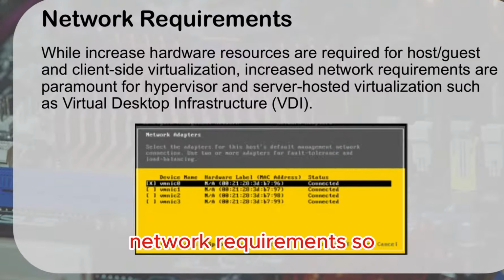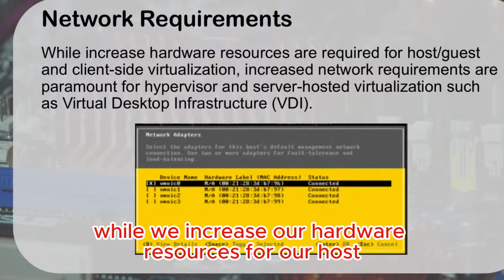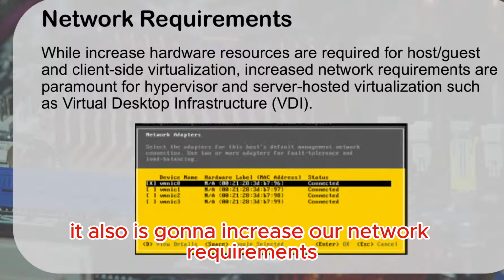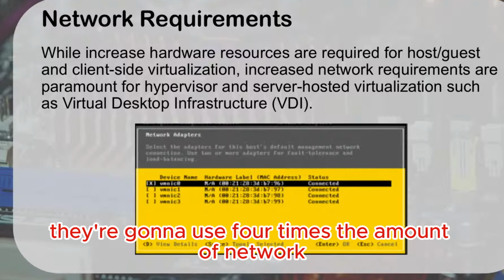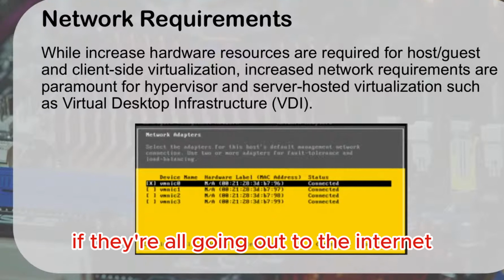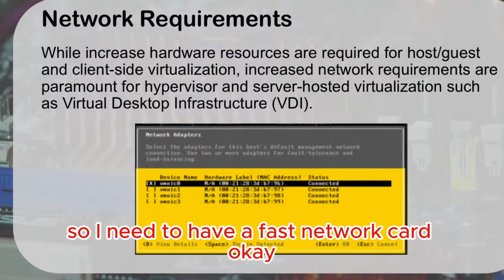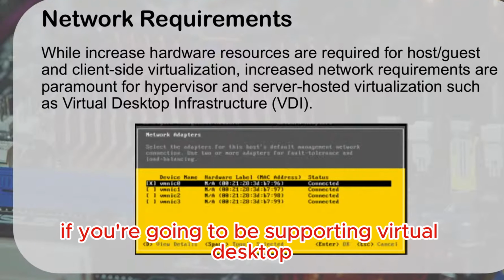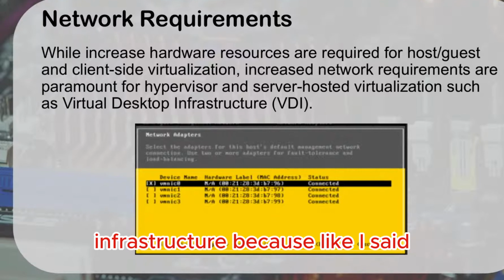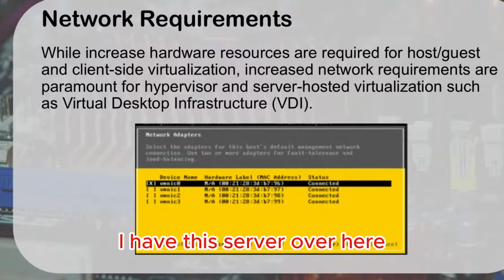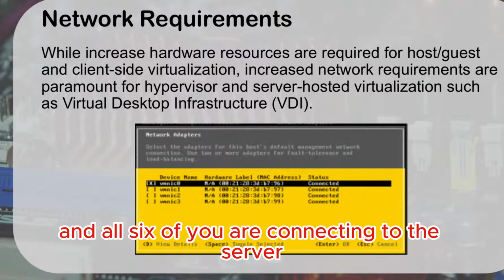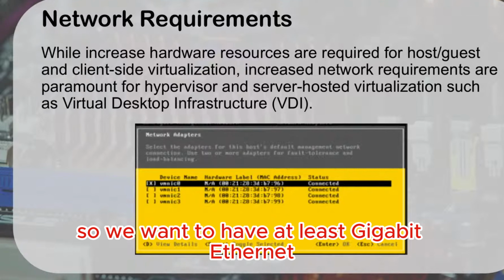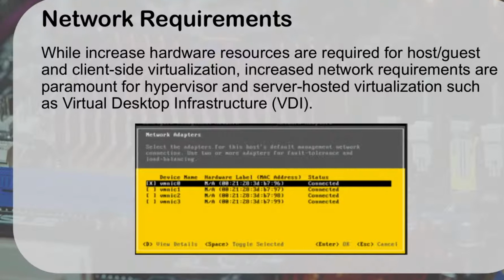Network requirements. While we increase our hardware resources for our hosts and our guests and our client-side virtualization, it also is going to increase our network requirements. So if I'm running 4 machines, they're going to use 4 times the amount of network resources, right? If they're all going out to the internet. So I need to have a fast network card, okay? You need to have a really fast network card if you're going to be supporting virtual desktop infrastructure. Like I said, I have this server over here, and all 6 of you are connecting to this server to run your operating system. Everything's happening over the network. So we want to have at least gigabit Ethernet and a really fast network card for that.